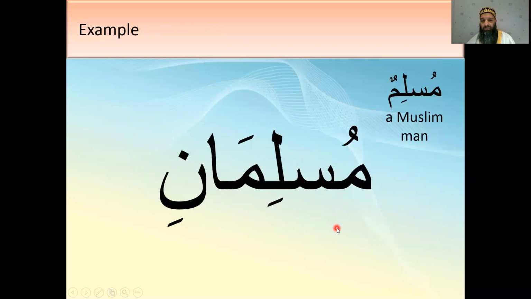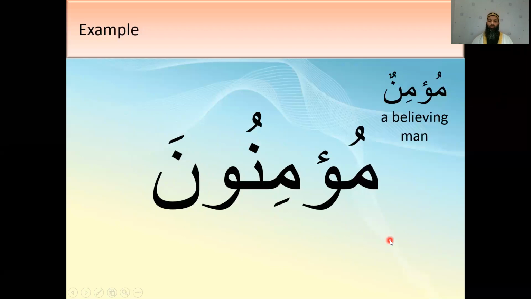So what does muslimani mean? 2 Muslims, and I've given the case away, but you might as well tell me what's the case. Yeah, nominative, marfu. Ani is marfu. Yeah, it doesn't look marfu because that rule was only for singular. In dual, this is the rule. Ani is marfu. Okay, so 2 Muslims and it's marfu.